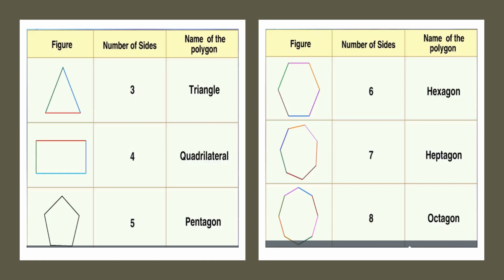First one is a triangle. How many sides? 3 sides. Next is a quadrilateral. How many sides? 4 sides. Next is a pentagon. How many sides? 5. Next is hexagon. How many sides? 6. After hexagon, 7-sided is heptagon. 8-sided is octagon. So 3 triangle, 4 quadrilateral, 5 pentagon, 6 hexagon, 7 heptagon, 8 sides octagon.